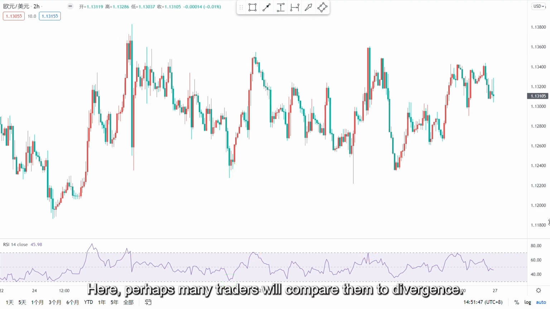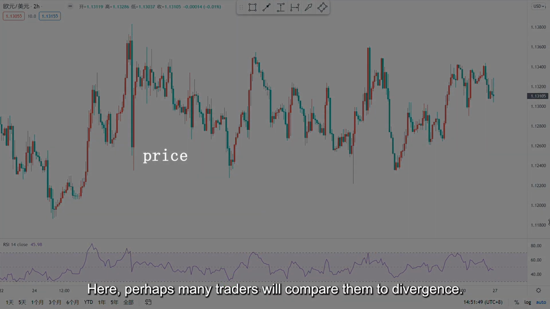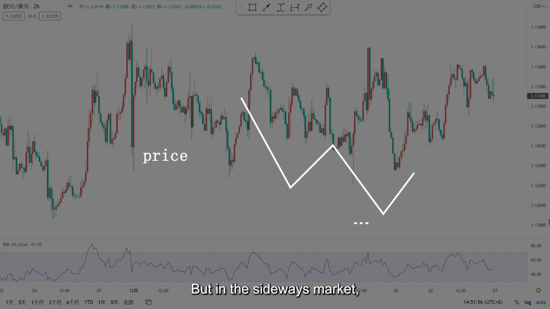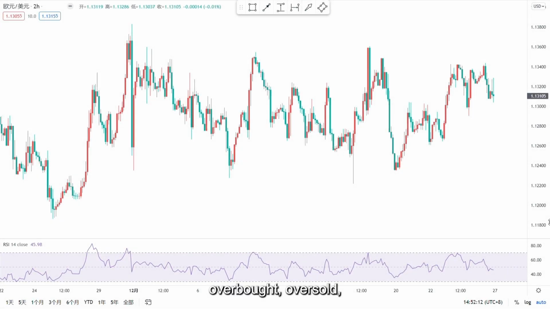Here, perhaps many traders will compare them to divergence. The advantage of divergence is that it provides a reliable stop loss. But in the sideways market, there is no divergence. The market can also reverse. And in the trend market, even if the divergence appears, the reversal may not be able to form. From this point of view, overbought and oversold is much stronger for general use.